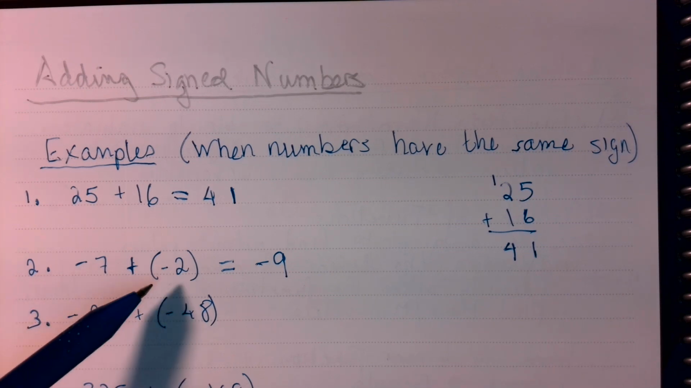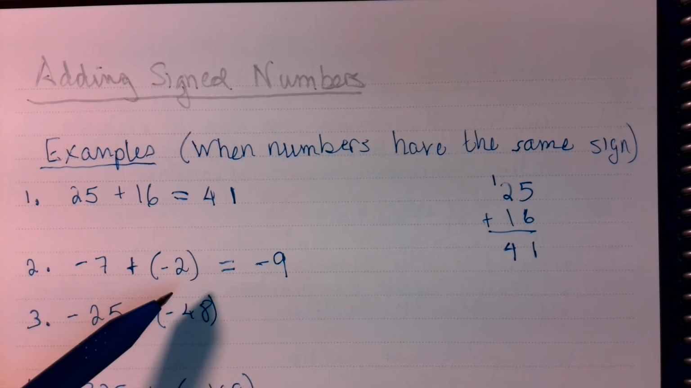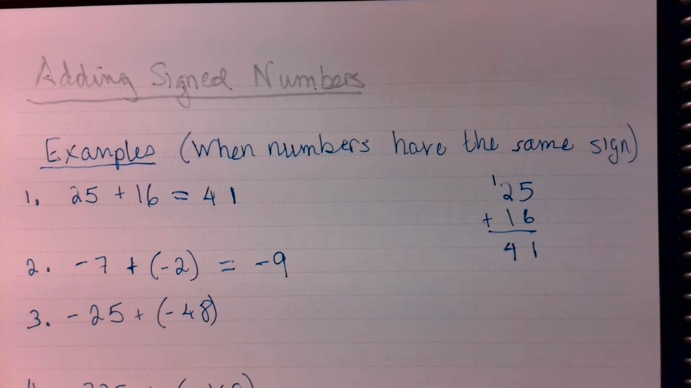So I've got a -7 and a -2. If I ignore the signs for right now, we're dealing with 7 and 2. 7 plus 2 is 9. They were both negative, so the answer is going to be negative.